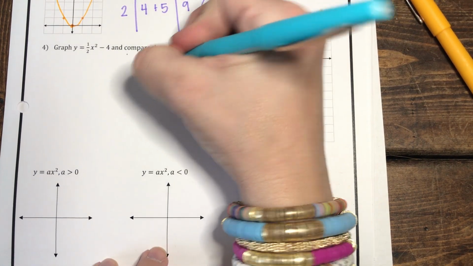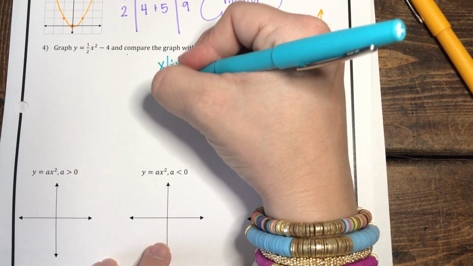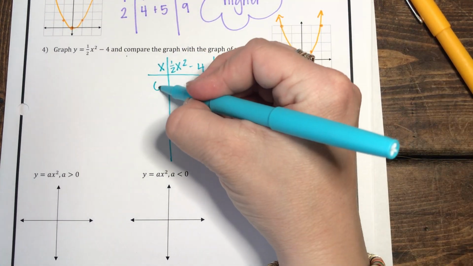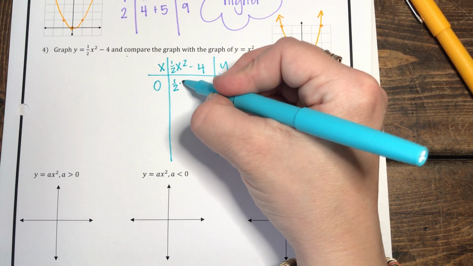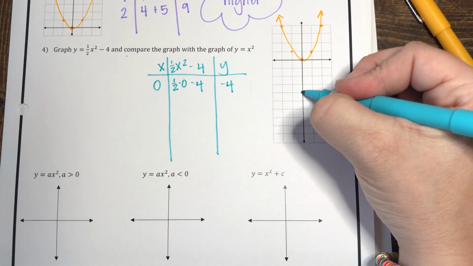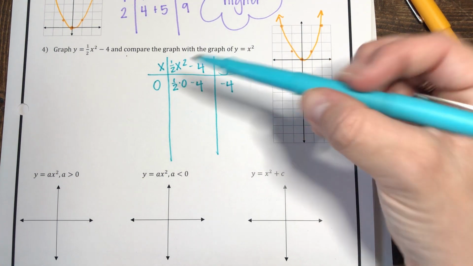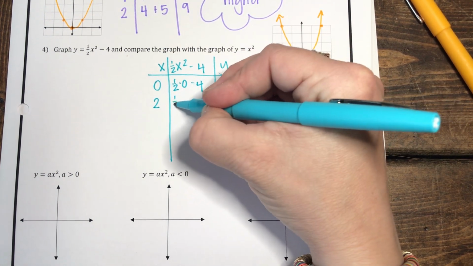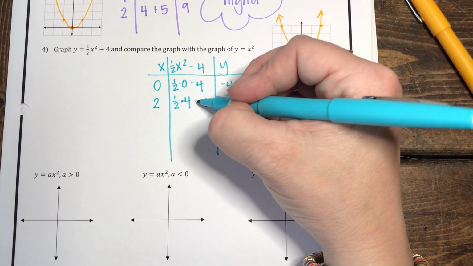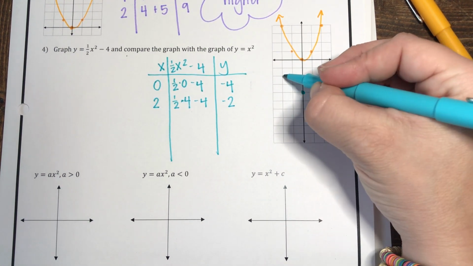So we have x, 1/2 x squared minus 4, and then y. Okay, so if I put a 0 in here for x, I get 1/2 of x squared, which is 0. 1/2 of 0 is 0. 0 minus 4 is negative 4. Okay, I'm going to pick even numbers because this is a half. So if I put a 2 in, 1/2 of 2 squared is 4. So 1/2 of 4 is 2, minus 4 is negative 2. So when I put in a 2, I got out negative 2.